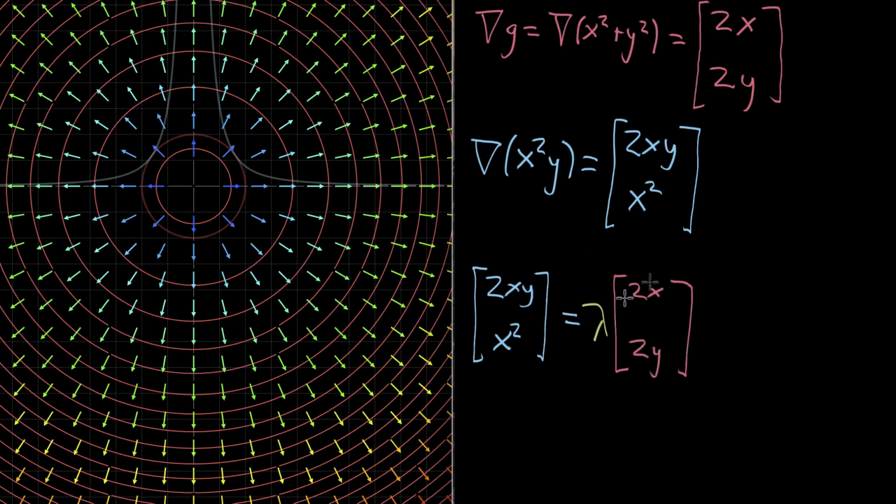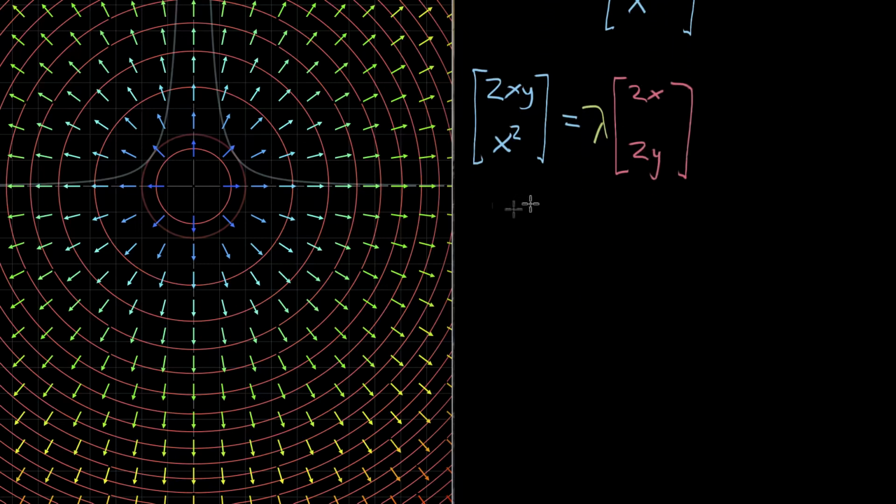And if you want, you can think about this as two separate equations. Right now it's one equation with vectors, but really what this is saying is you've got two separate equations. 2 times xy is equal to lambda times 2x. I'm going to be a stickler for color: keep red all of the things associated with g. And then the second equation is that x squared is equal to lambda times 2y.